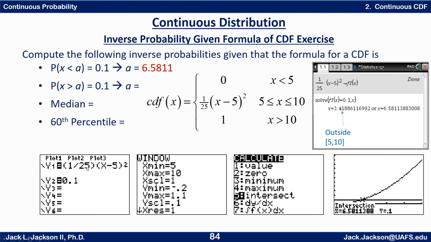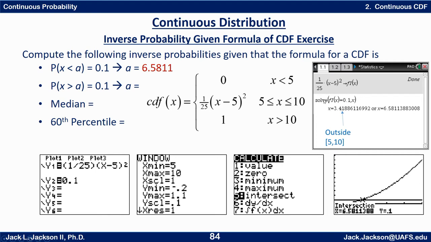Well, put in the formula here for y1. Choose y2 as 0.1. Choose the appropriate window. This is only from 5 to 10 because that's the only place this applies. And then, of course, our standard window for the y is negative 0.2 to 1.1. Do a calc, intersect, and then, first curve, second curve, put the arrow to the guess, and then there it comes up, and there's our x value that we want. So there's a probability to the left of 0.1.